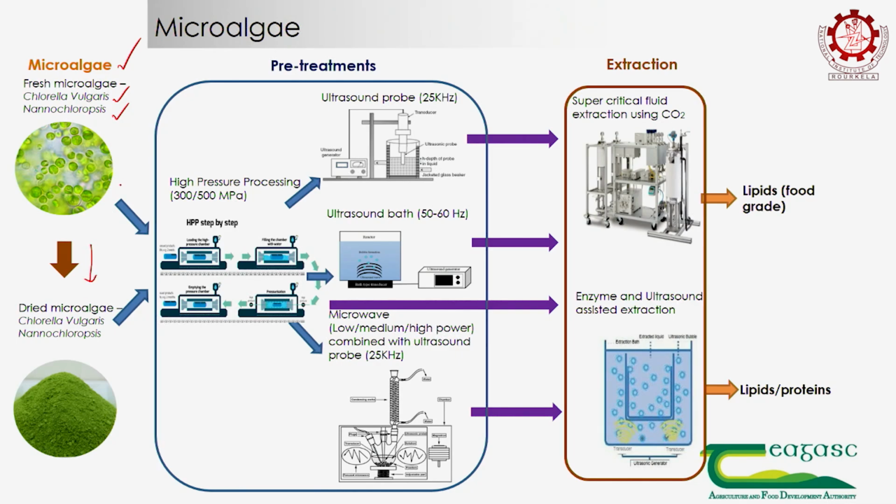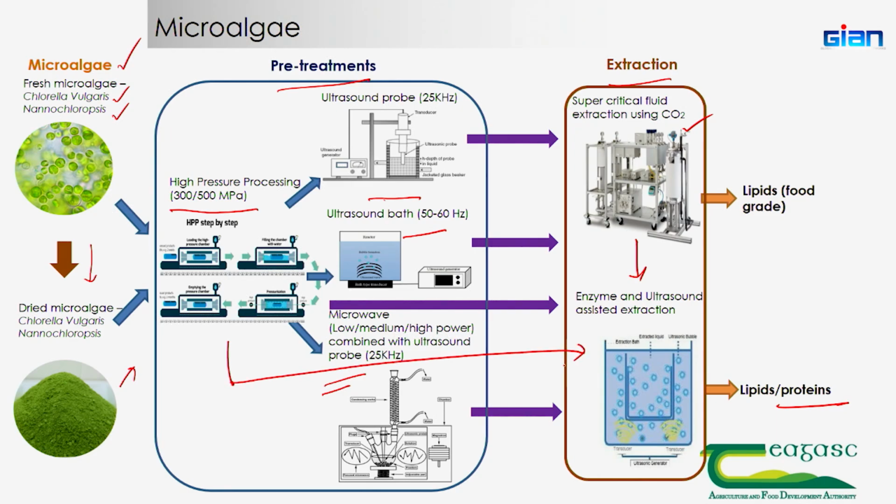Either you use a fresh paste of microalgae when you remove the water through centrifugation or through membrane concentration, or dry powder, you treat it with high pressure to break the structure, to dislodge the structure, followed by an ultrasonic system or a microwave. After that, this can be considered a pre-treatment and extraction to get your lipids. Once you get your lipid, you can go for further enzymatic extraction or ultrasonics to separate protein, or high pressure followed by this.